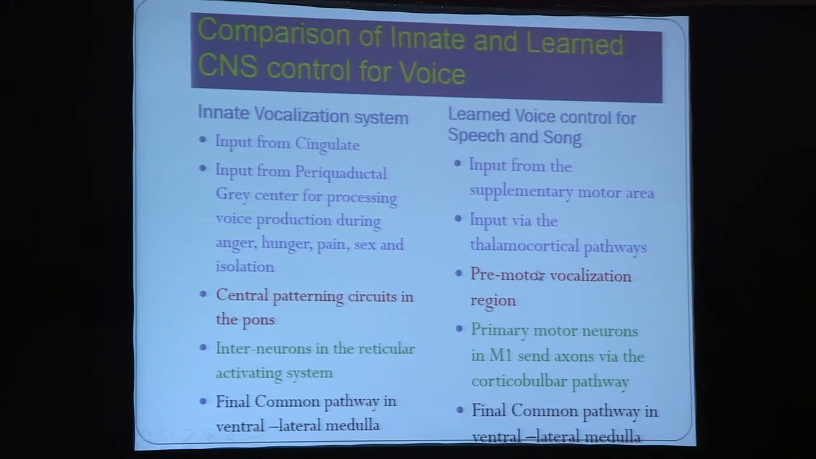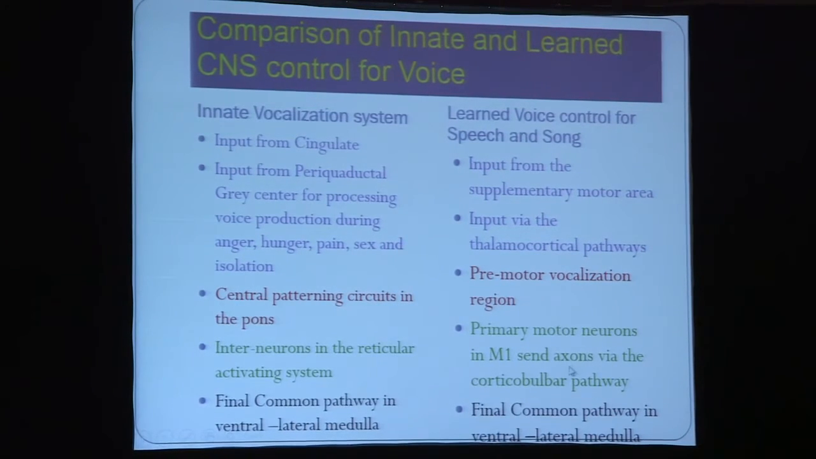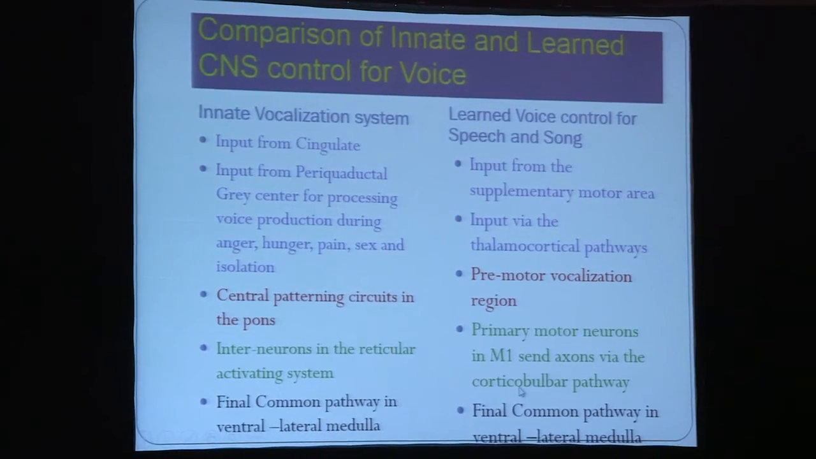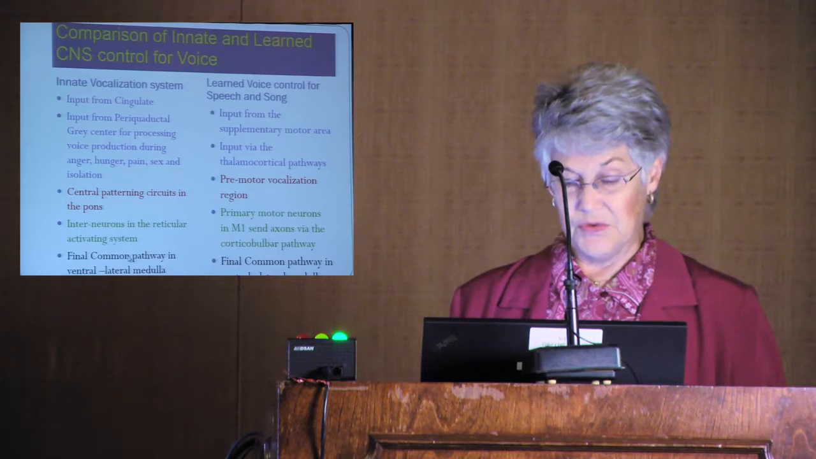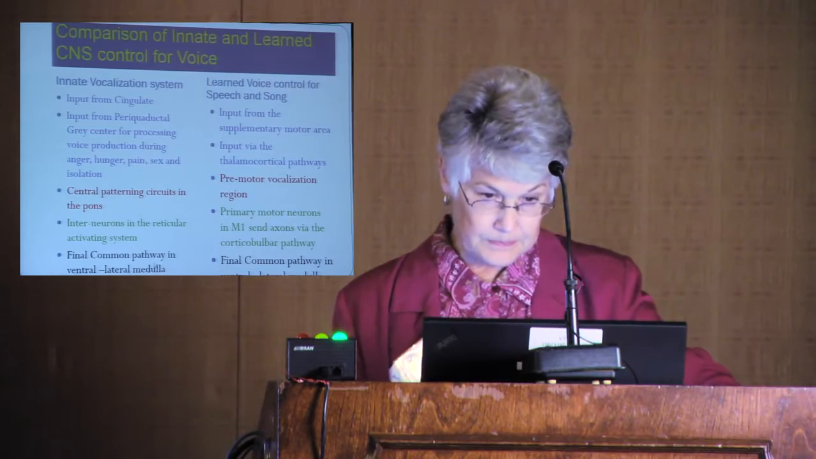One involves central patterning circuits in the pons, the other involves this premotor strip vocalization area. One involves the reticular activating system in the pons and the brainstem. The other involves the primary motor neurons in the M1 and sends axons directly down through the cortical bulbar pathway. Both have input to the laryngeal muscles through the final common pathway in the ventrolateral brainstem.